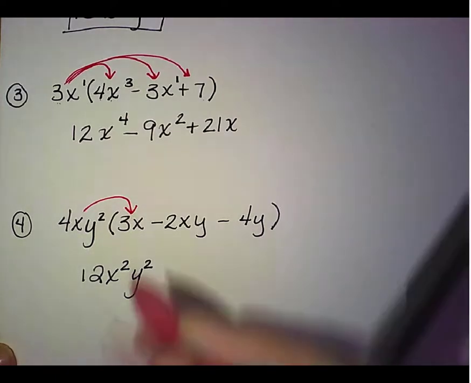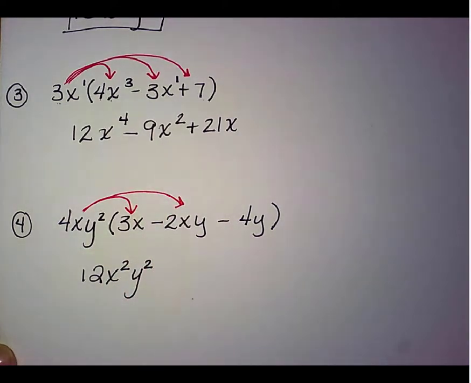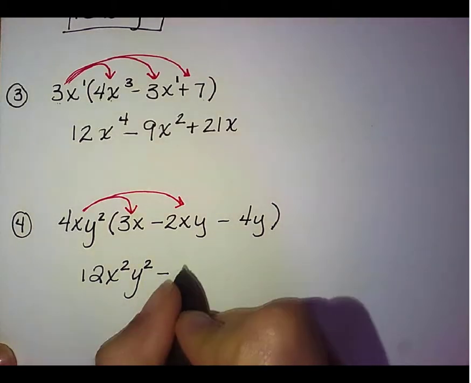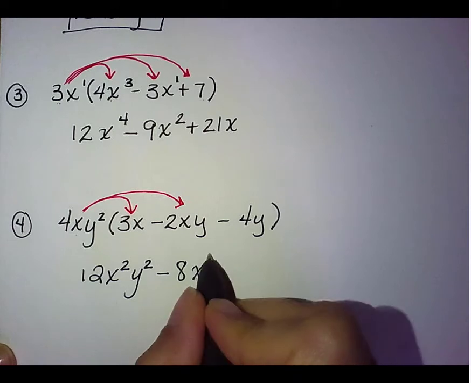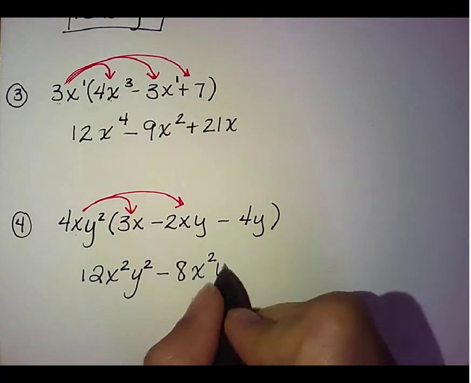So now we're going to do our next one. We're going to go 4x times -2xy. So 4 times -2 would give us a -8. X times x, again, that would be x squared. This time we do have a y in both terms, so y squared times y would give us y cubed.